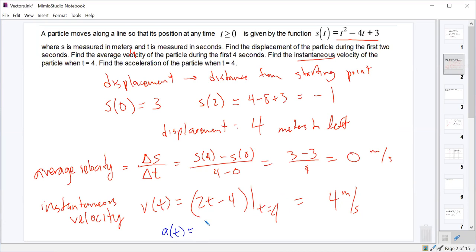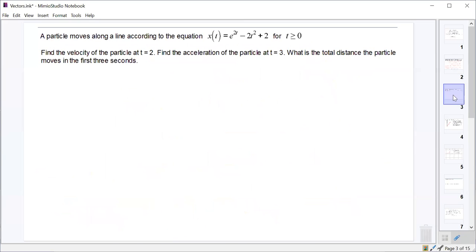Just be 2. And if we evaluate 2 at t equals 4, we get 2 meters per second, or meters per second squared. Everybody good with that? Wonderful. All right. Let's do one more of these nice, easy two-dimensional ones.